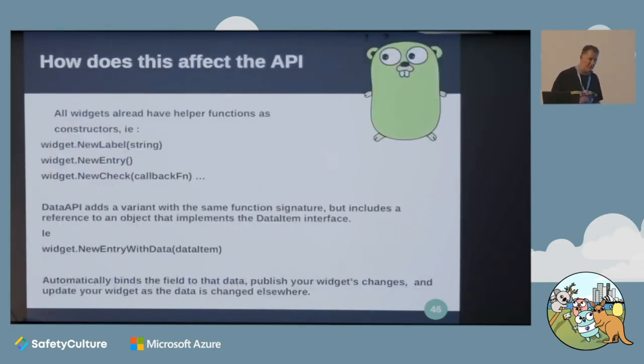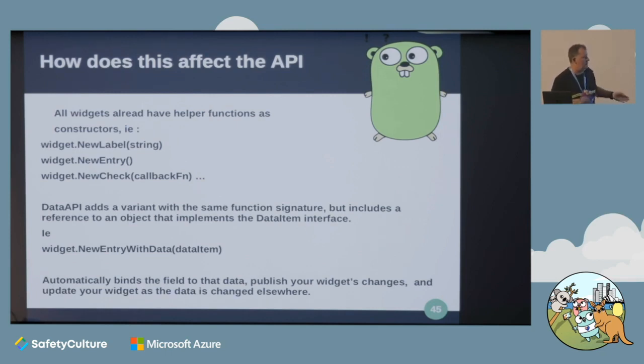So how does that affect your code? How do we go and implement this inside a program you may have written? Well, initially we've got a number of constructors for all the basic widgets. So if you want to create a label, it's just widget.NewLabel, give it a string, NewEntry, and then you can have callbacks on there to read and write the values. NewCheck with a callback function, all very straightforward.